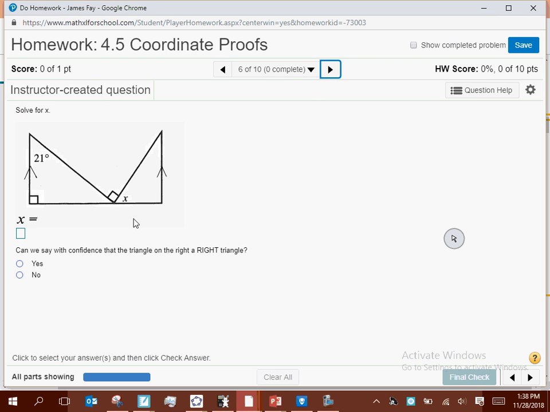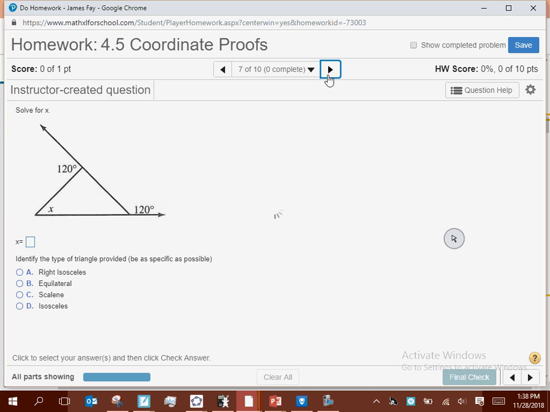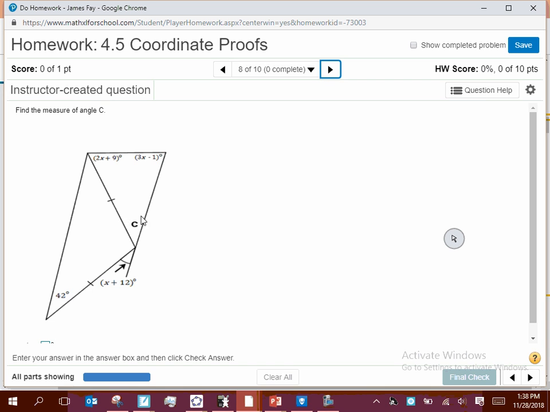Key thing here, what do you know about these two lines here? They're parallel. That's going to be huge in being able to answer that question there. What about that one? That one's very similar to that first one. I think a lot of people are struggling on this one.